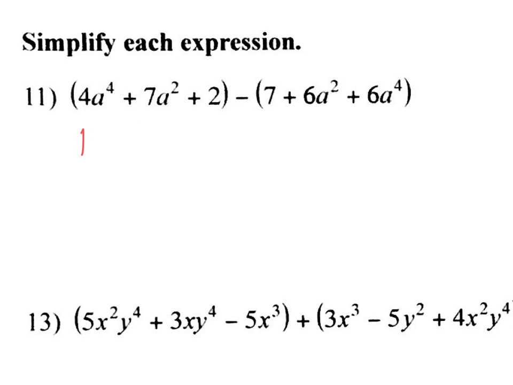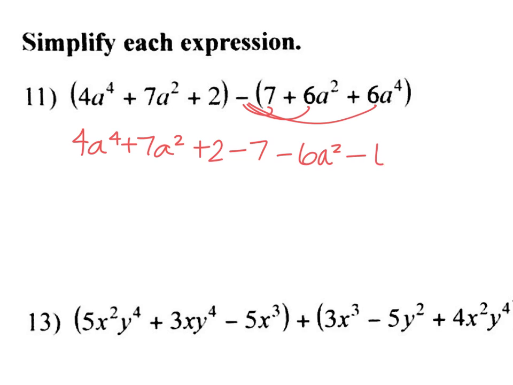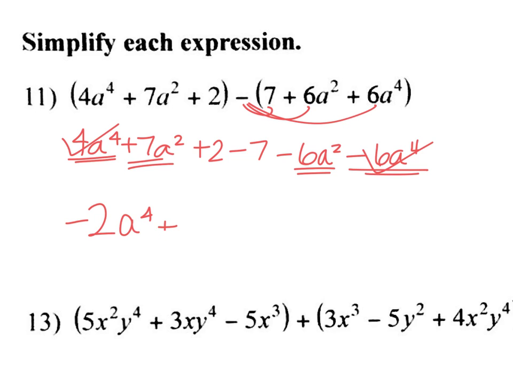All right, question 7 is going to give me 4a to the 4th, 7a squared plus 2 minus 7, so I'm going to change all these signs, minus 6a squared minus 6a to the 4th, and then combine my terms that have same variables, same exponents, and I do that by adding. So 4 plus negative 6 is negative 2a to the 4th. Put my squareds together, which is positive 1a squared, or just a squared. And then my numbers here, minus 5.